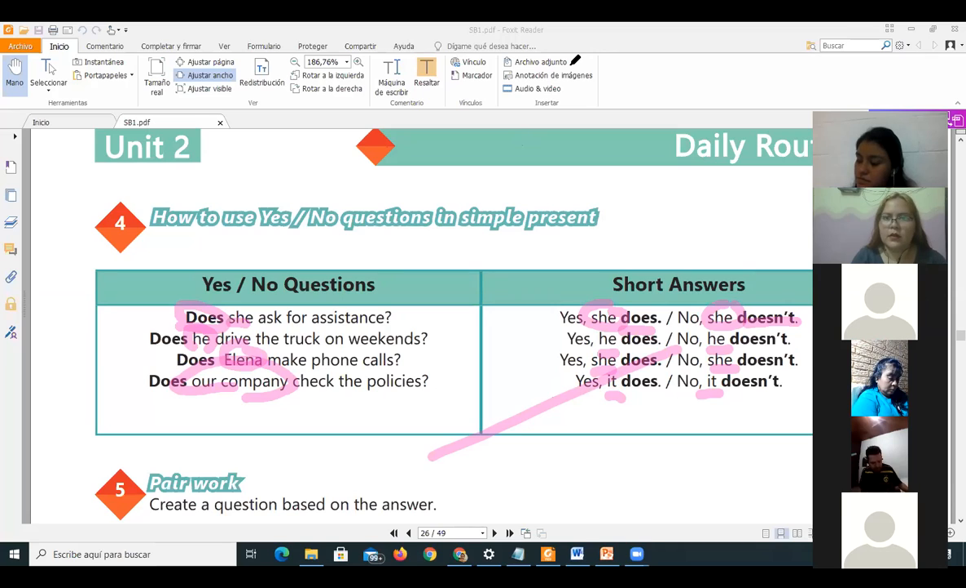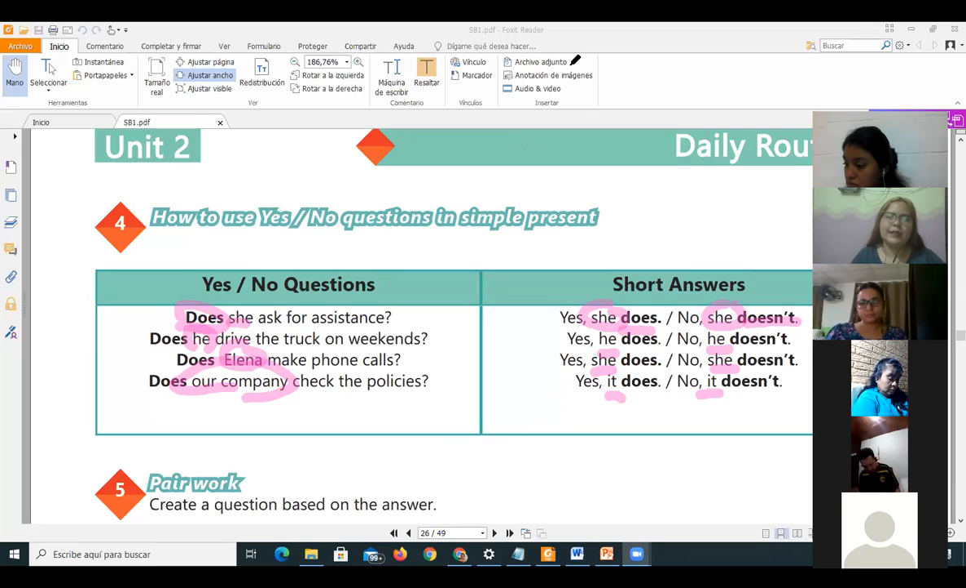Okay, perfect. Yesterday we just studied auxiliary do. The auxiliary do is for the subjects I, you, we, they. Now we are studying the auxiliary does. Does he, does she, does it. Something important is this. Please, if you use the auxiliary do or does, that means that you're asking about an activity, okay? So you need to use a verb in these questions. In number one, the verb is ask.